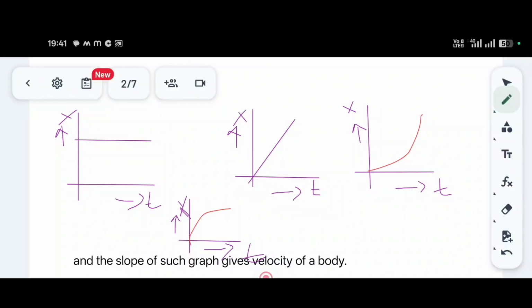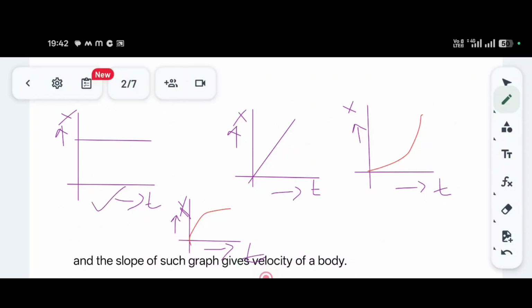For example, the motion of a fan. If you regulate the fan and set a certain speed, it will keep moving with that same speed throughout. That is a position time graph. Another example is the motion of electrons around the nucleus. Such particles, where the velocity remains constant, are represented by the first graph.